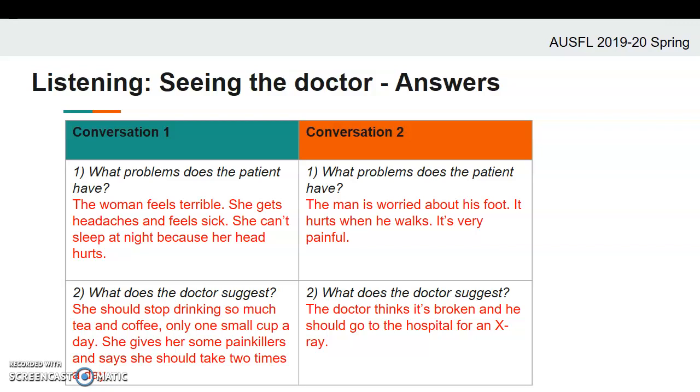And in conversation 2, for the first question, the man is worried about his foot. It hurts when he walks and is very painful. And the doctor thinks it's broken and he should go to the hospital for an X-ray.